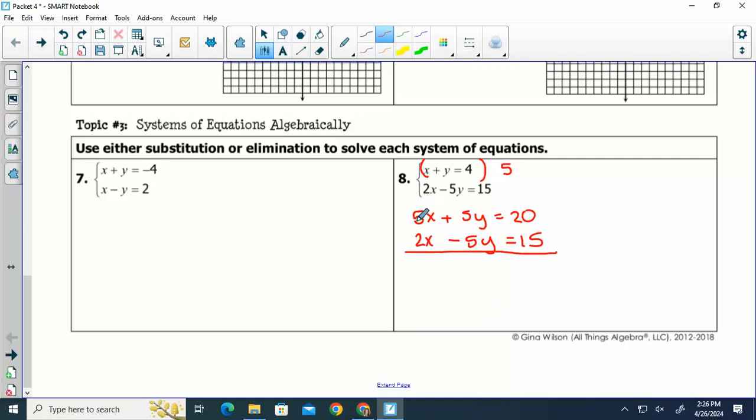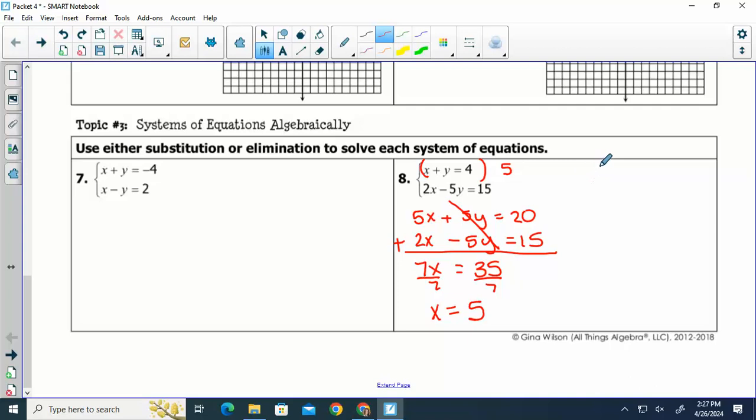When I add these equations together, we get 7x, the y's cancel, equals 35. If we divide by 7, then x equals 5. Once you have x, how do you get y?